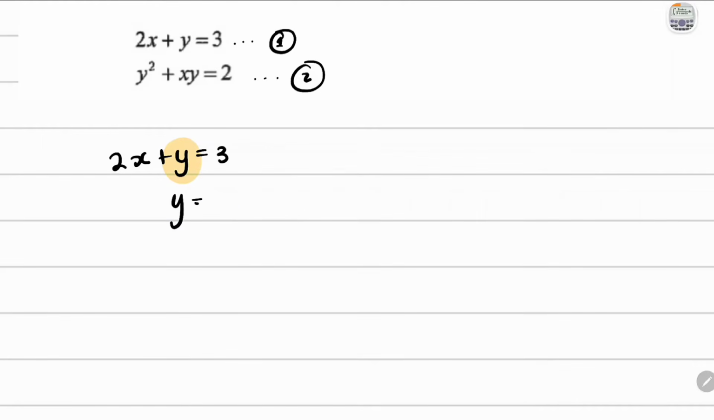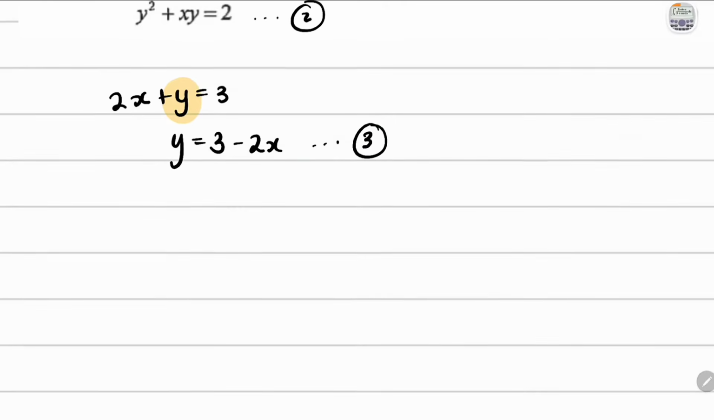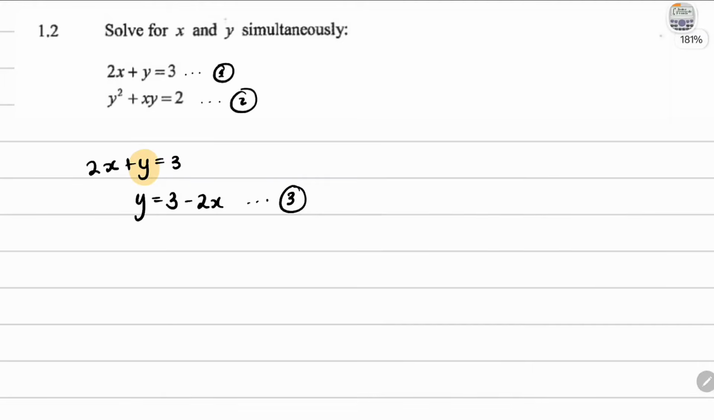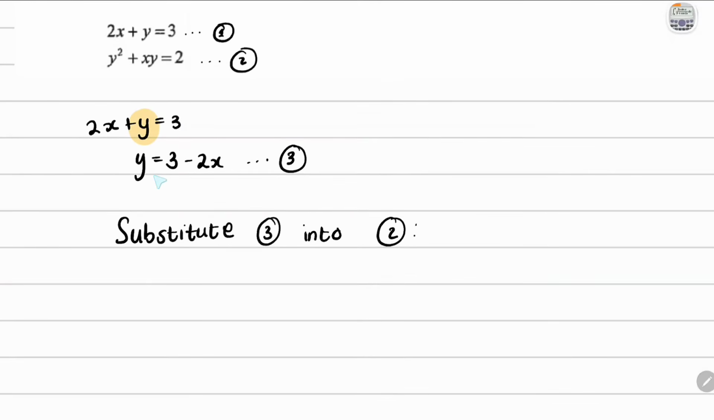So we're going to make that the subject, and we have 3, take 2x over, it becomes minus 2x. So this is our equation 3, right? And we can go ahead and substitute equation 3 into the equation you didn't use, equation 2. Okay, so let's substitute 3 into 2. Wherever you see y, you're going to replace it with 3 minus 2x.